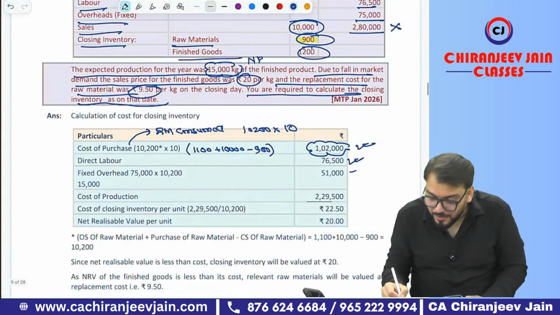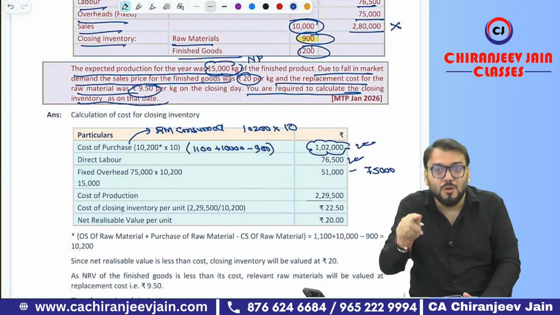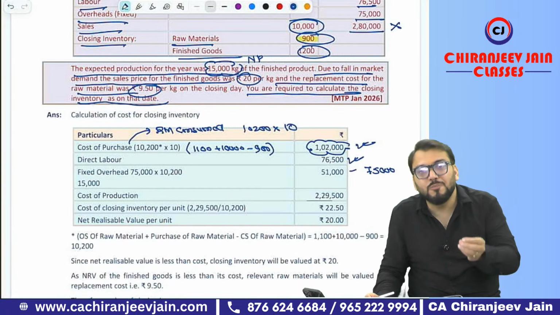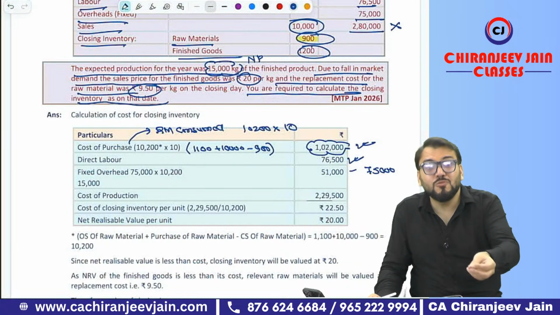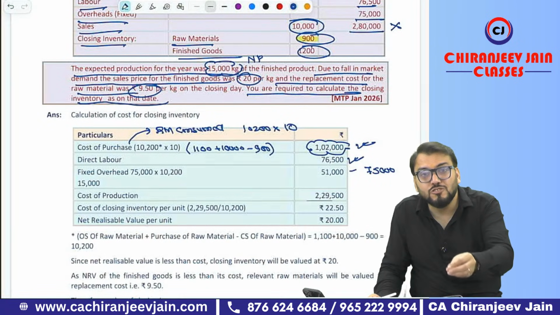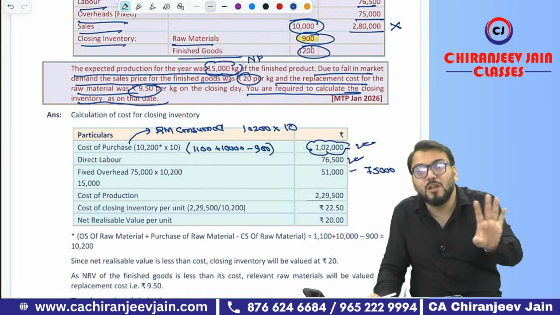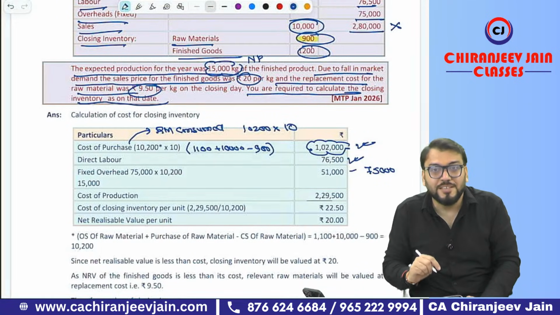So fixed overhead is what? The total fixed overhead they have given is 75,000. Correct. Divided by actual production or normal production, whichever is higher. Whenever they have given normal production and not given actual production, actual production will be the number of units introduced in the production process. So what was the cost of raw material consumed? 10,200. We'll assume that 1 unit of raw material will produce 1 unit of finished good. That will be our normal assumption. It means our actual production is 10,200.